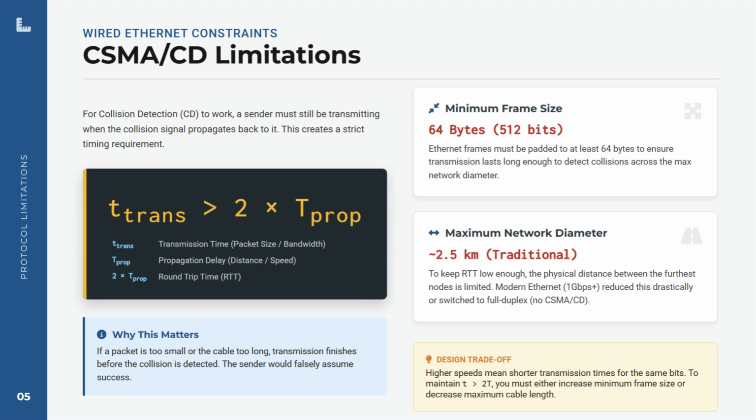In that case, the sender incorrectly assumes that the transmission was successful. To avoid this issue, Ethernet defines a minimum frame size of 64 bytes, which ensures the sender is still transmitting when a collision can be detected. There is also a limit on the maximum network diameter, which was traditionally around 2.5 kilometers. As network speeds increased to gigabit levels, these limitations became impractical. Therefore, modern Ethernet networks use switches and full duplex communication, eliminating the need for CSMA/CD.